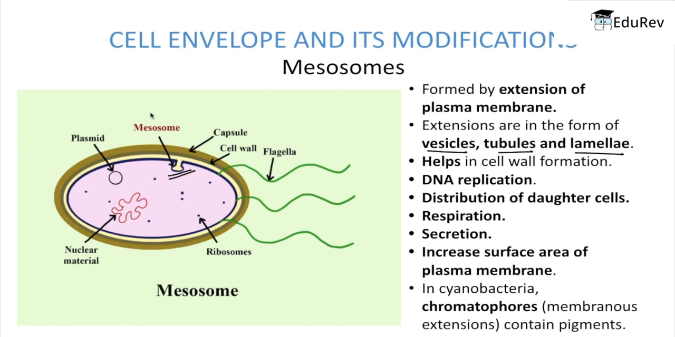Now the functions of these mesosomes are that they help in cell wall formation, they help in DNA replication, and also they help in the distribution to daughter cells. Apart from that, they help in respiration, secretion, and provide increased surface area of the plasma membrane. But in the case of cyanobacteria, another extension of the membrane, containing photosynthetic pigment, is also there, which is the characteristic feature of cyanobacteria and is called chromatophores.